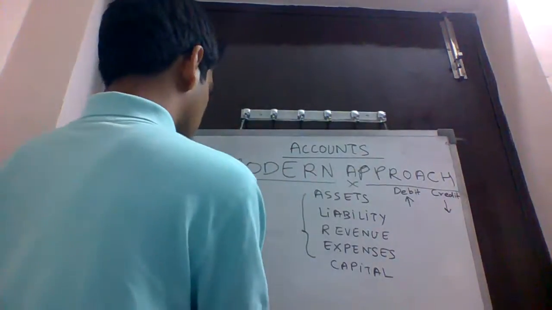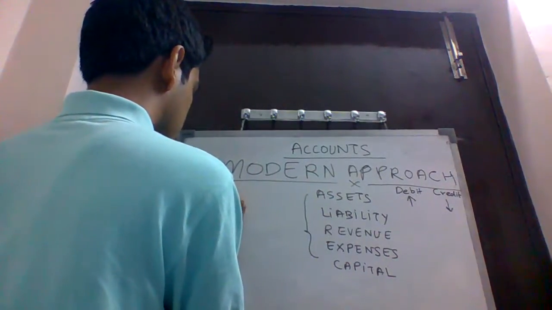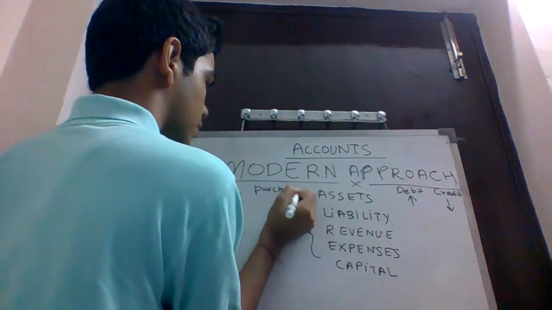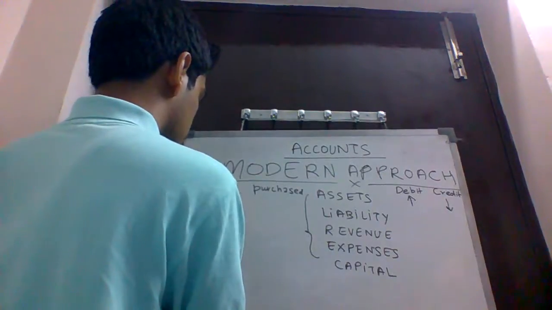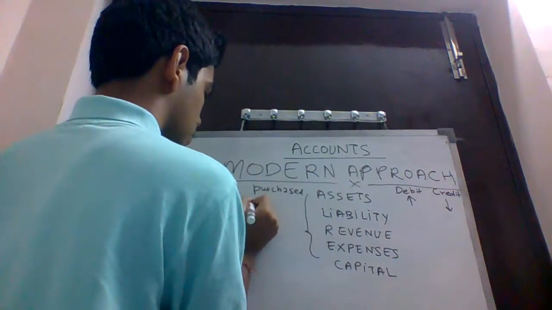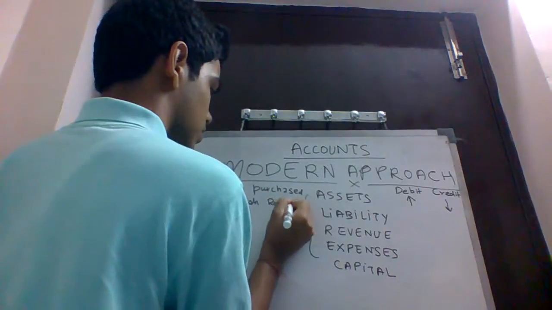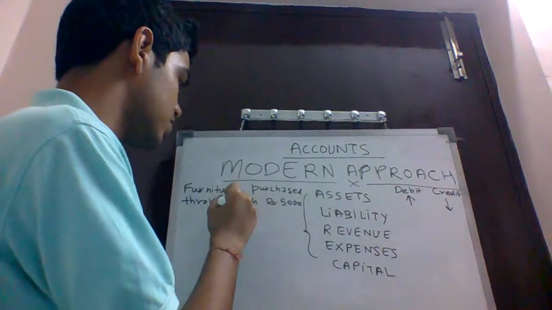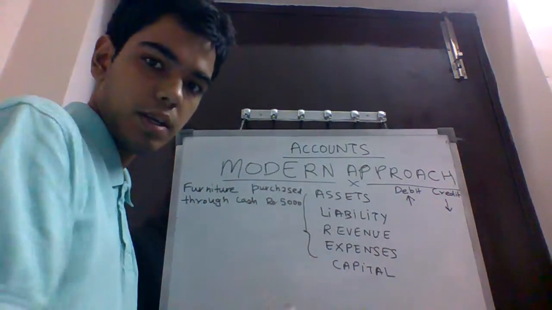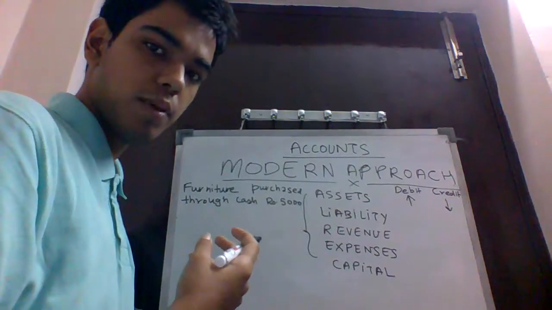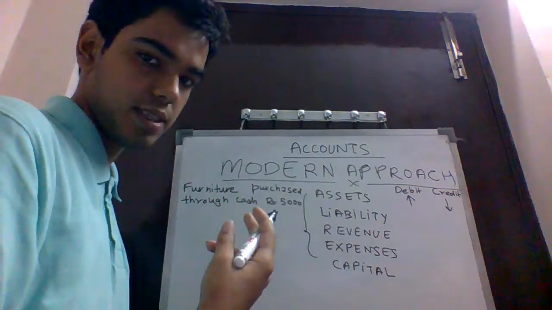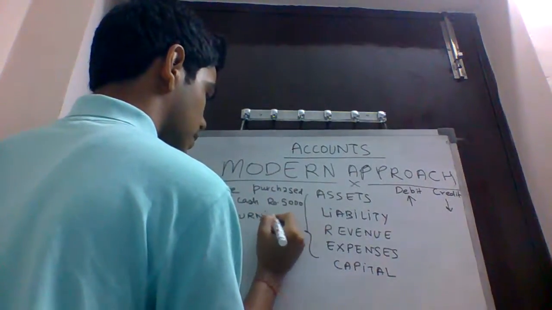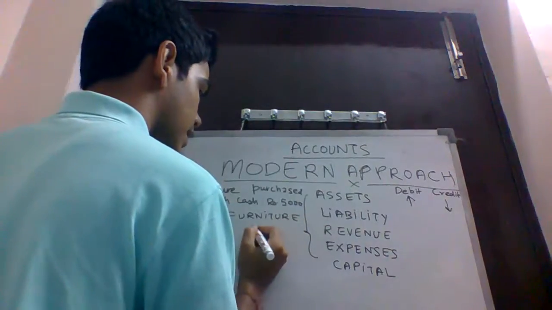For example, I have purchased furniture through cash, rupees 5,000. Now, in this journal entry, we are basically involved with two kinds of assets. One is furniture and the other one is cash.